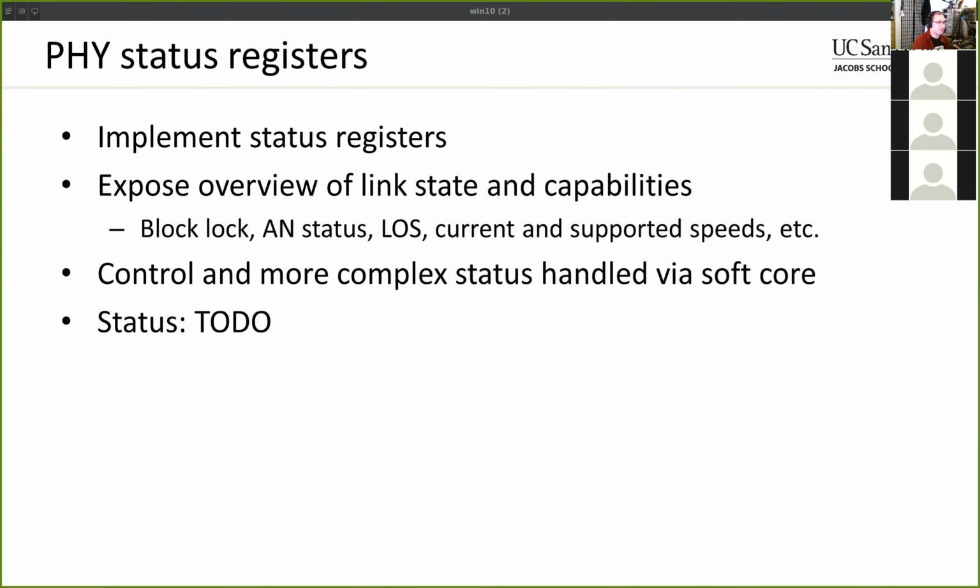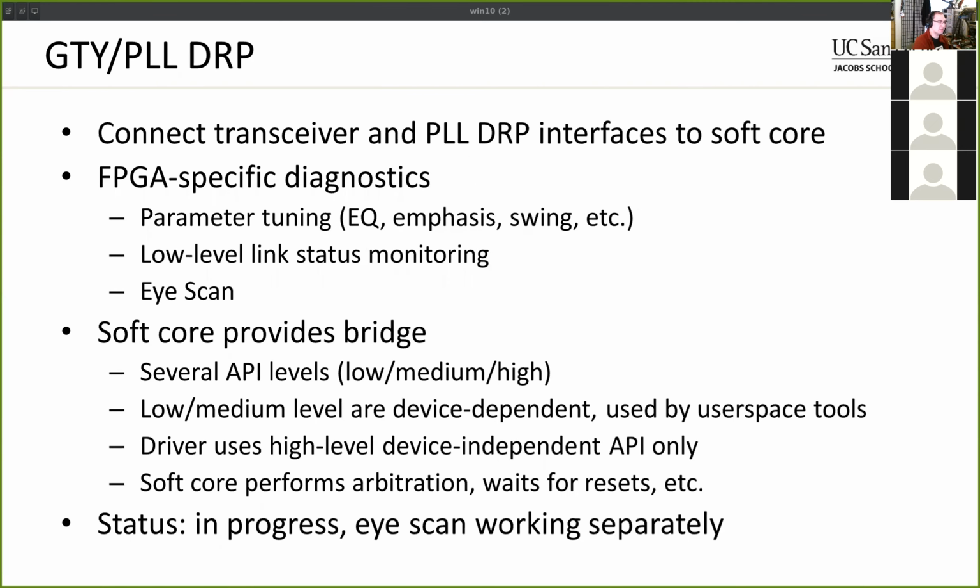All right, and then we have the GTY PLL DRP connections, and the main change here is that I don't think I'm going to be exposing these through the main register interface. I think I'm only going to connect these to the Softcore, and then all access to the PLL and GTY transceiver connections will be done through the Softcore.